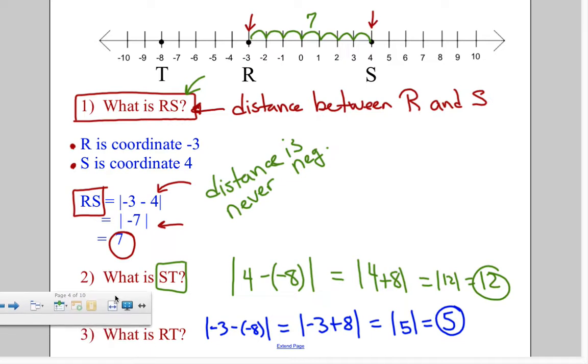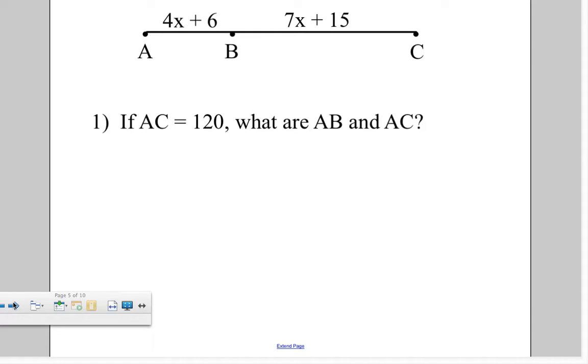Finding the distance on a number line using postulates. Now we're going to throw in some algebra with that. If AC is 120, what are AB, that is the distance between A and B, and AC, that is the distance between A and C? So we know that AC is 120. I like to label that on the diagram so that I have all the information up there. So I want you to pause this movie, try this on your own, and then press play when you're ready.